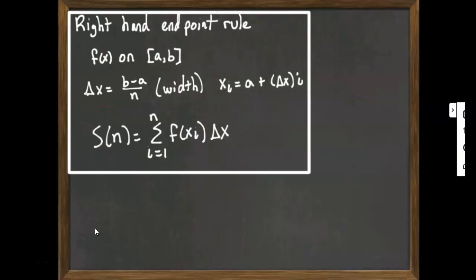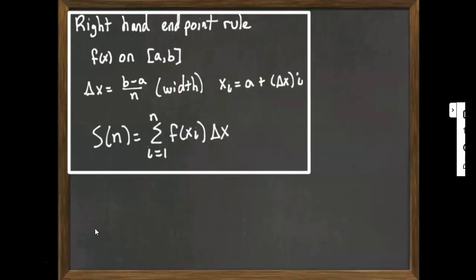And then xi, the right-hand endpoint, since each interval has a width of delta x, would be i intervals over, so it would be a plus delta x times i. And then the sum of all those, the estimate, S of n, or S upper n is what I call it in the notes, would be the sum as i goes from 1 to n of f of xi times delta x.